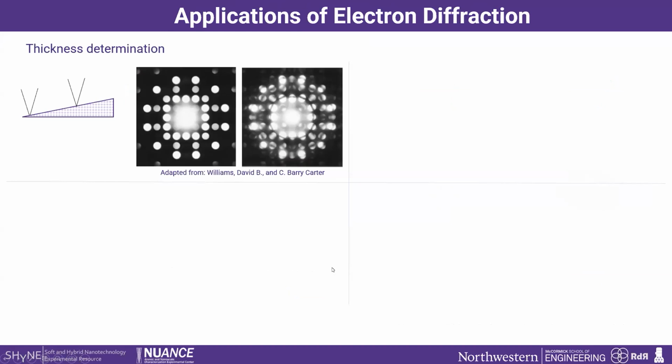For example, they are very susceptible to the thickness of the sample, so they are useful for thickness determination. This is a nice example that I always show: you see those features inside the disk when you analyze thicker portions of the sample.